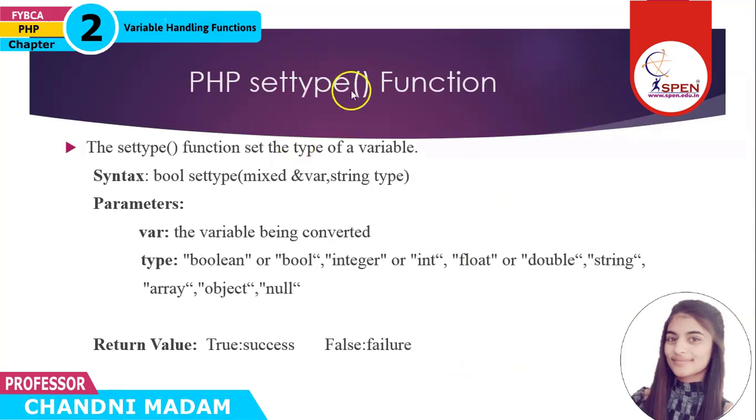Now next function is the settype function. The settype function sets the data type of your variable. Here the settype function has two arguments. First is the variable and second is the type that you want to set for this variable. This function returns a boolean value. If this function executes successfully, it returns true. If this function fails, then it returns false.